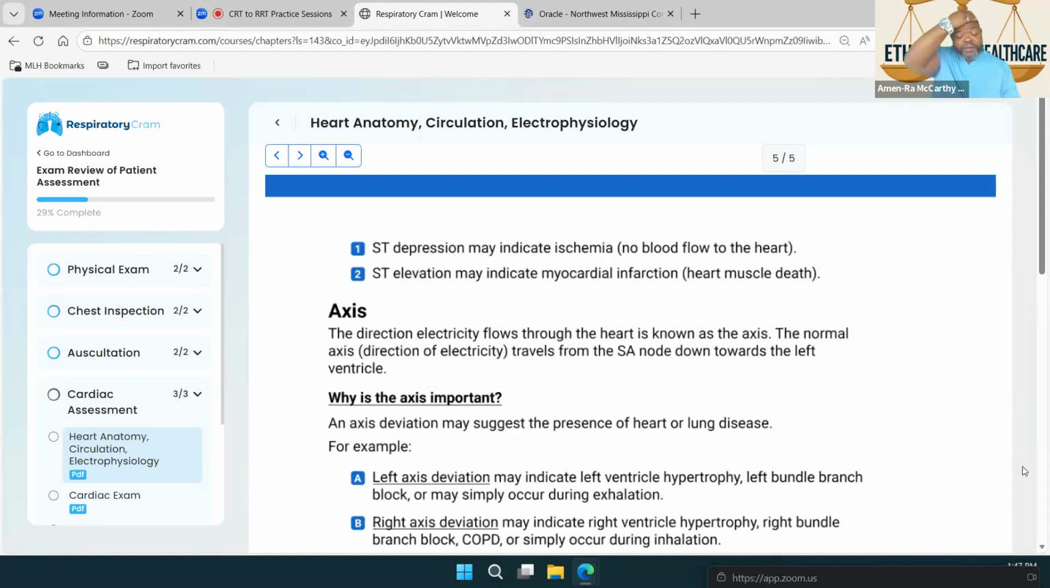All right. ST depression. Sometimes you'll have ST depression where your ST segment is really low, or you may have ST elevation, right? And there is some physiology behind those things. If you have those issues that you know on the test, then you need to know what answer to choose. What might be the problem with these different ones, right? So ST depression may indicate ischemia or no blood flow to the heart, right? And then ST elevation may indicate myocardial infarction, which is a heart attack, right? And so we can look at that on our ST segment.